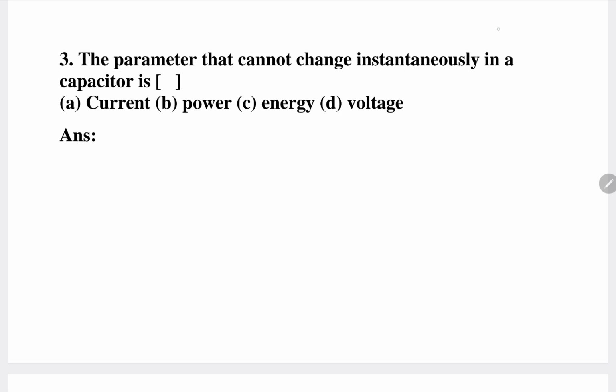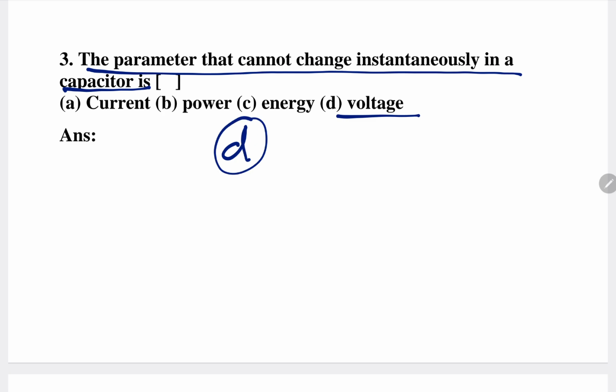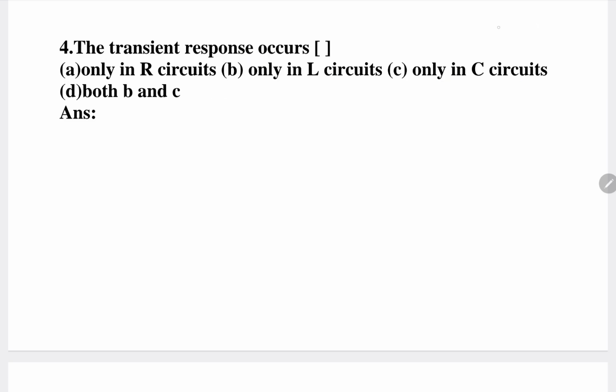Next, third question. The parameter that cannot change instantaneously in the capacitor. Instantaneously means sudden change. So in the capacitor, which parameter is not going to change instantaneously? In a capacitor, voltage is not going to change instantaneously. Next, fourth question. The transient response occurs in which circuit?